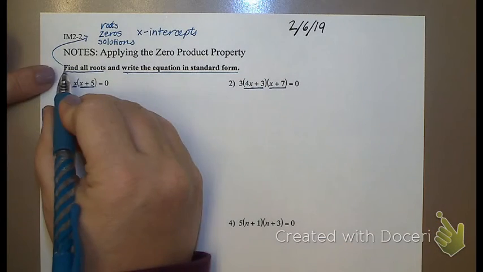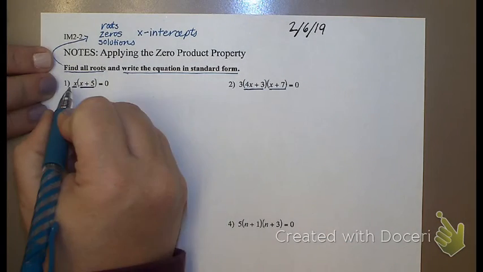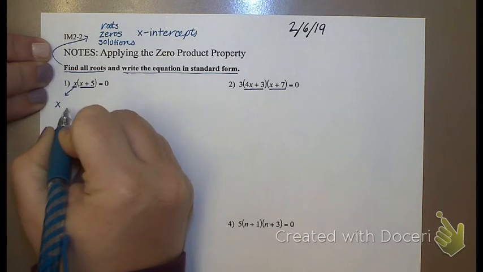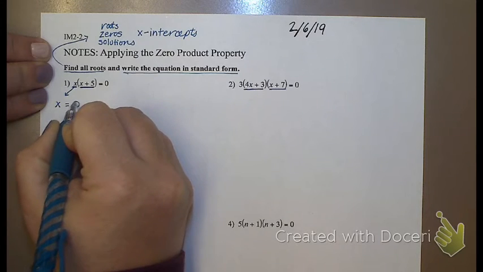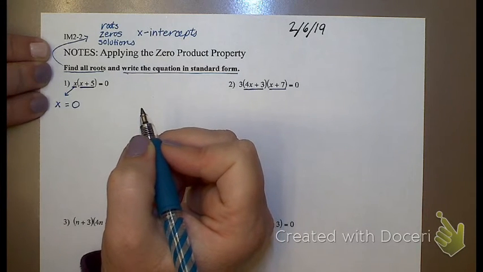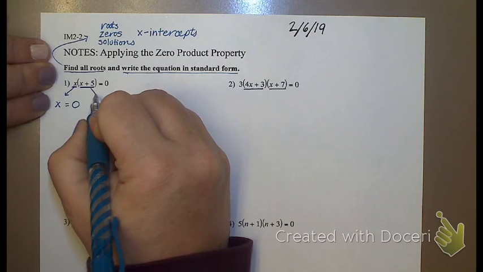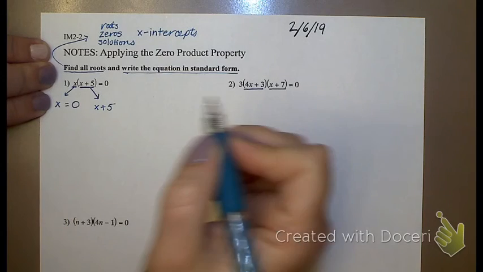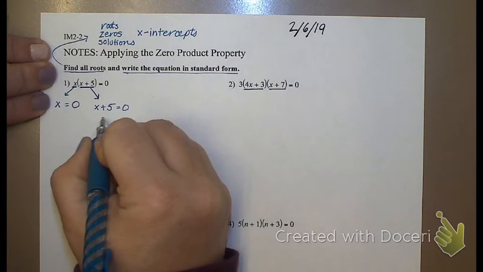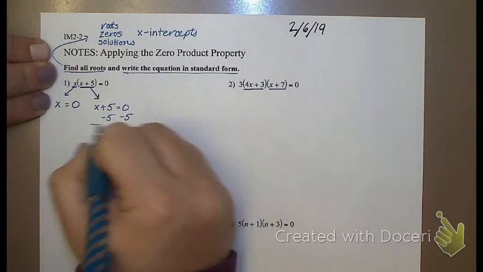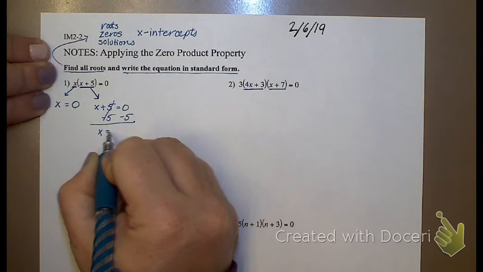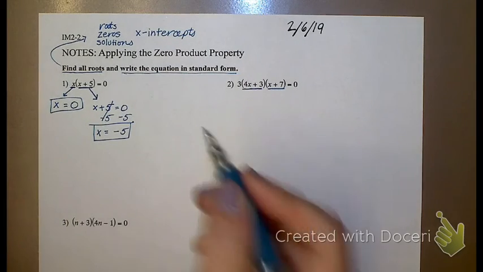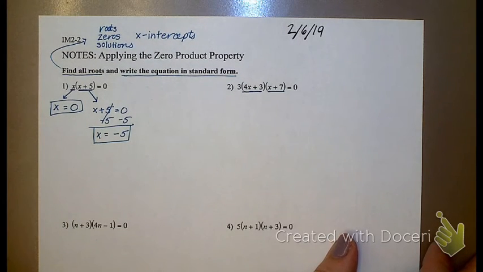Okay? So, finding all the roots, it's super easy. I have two parts. I take each part individually, so this first part is just x, and I set it equal to 0. If I need to, I solve it from there. But that one x is already by itself. Then I take this part, the x plus 5, set it equal to 0. This one does have a little bit of solving. I'm going to subtract 5 from both sides, and I get x equals -5. So I have two answers for my problem. Easy enough.